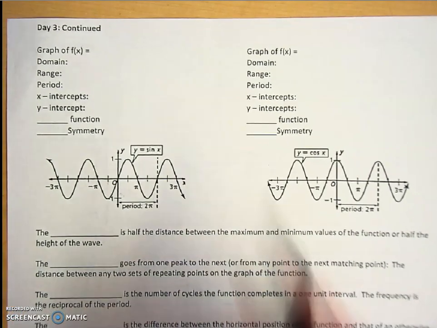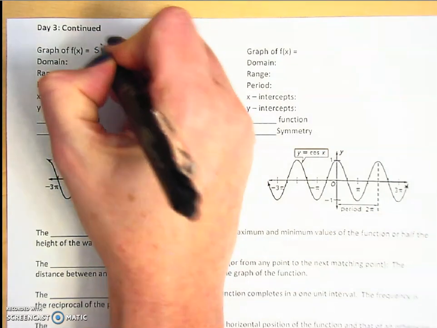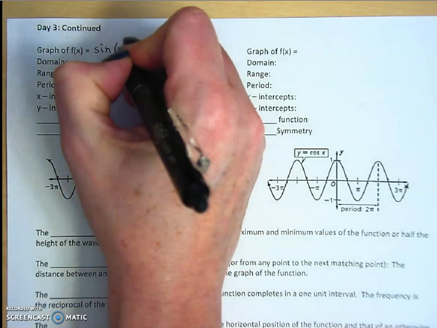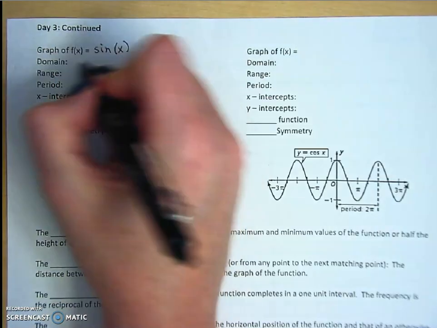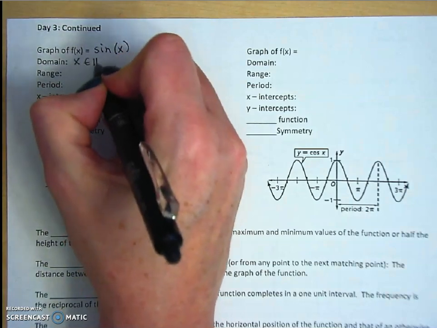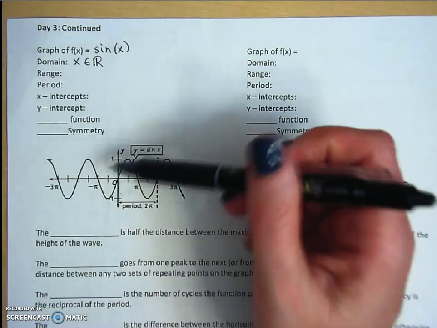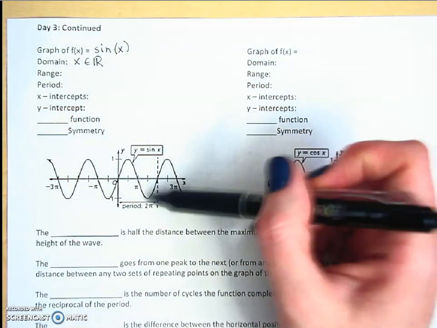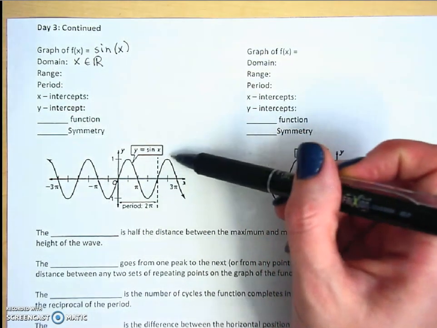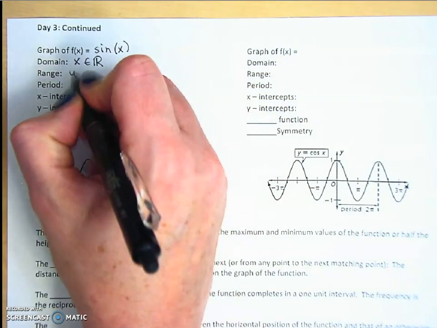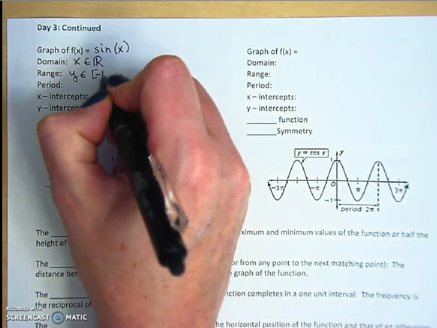This is the graph of f of x equals sine of x. The domain is all real numbers, right? That's all of our angle values here. The range is the y values. The lowest is -1, the highest is +1. So our range values are from -1 to 1.